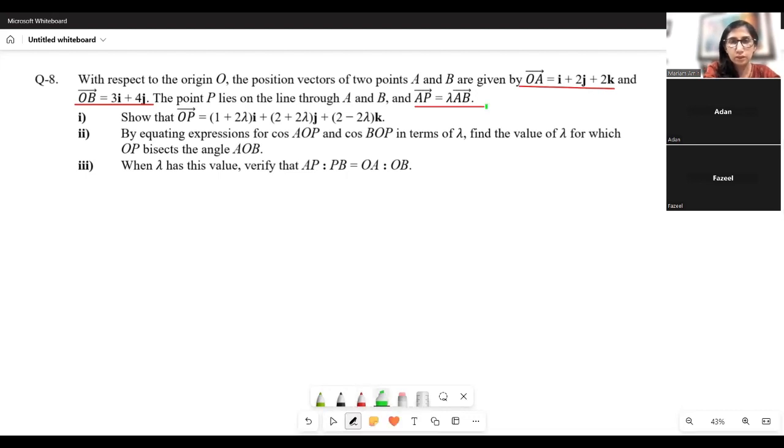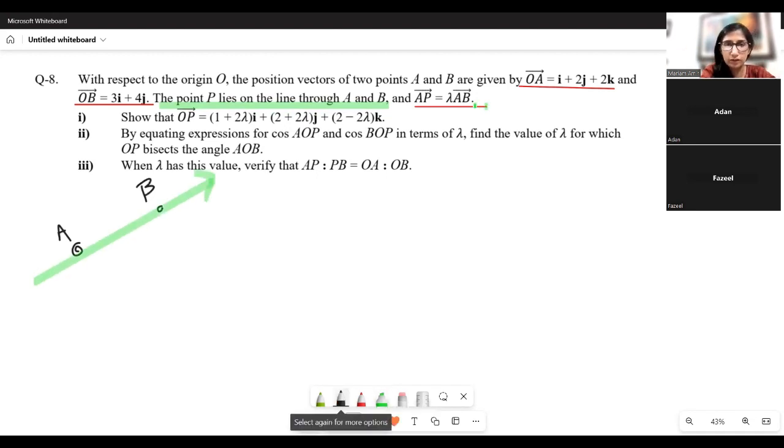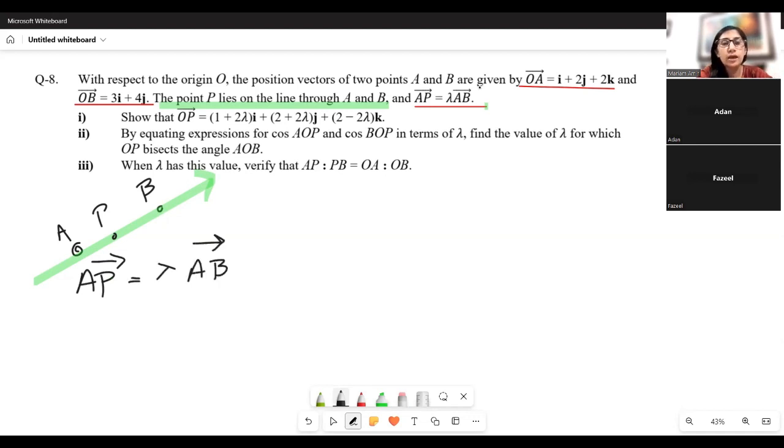P lies on the line through A and B. So there's a three-dimensional point A, another three-dimensional point B, and a line passes through them, and they're saying that P lies on this line. So it can be anywhere on the line. Let's say P is here, and there's a ratio given that AP equals lambda times AB. Show that OP equals that.